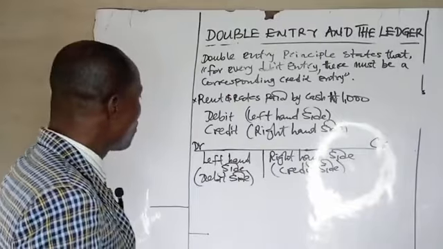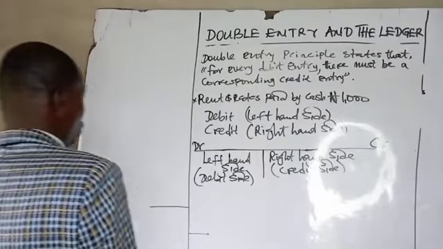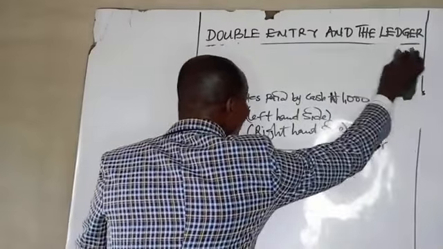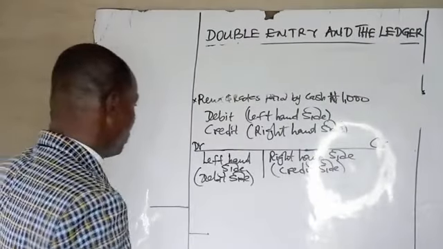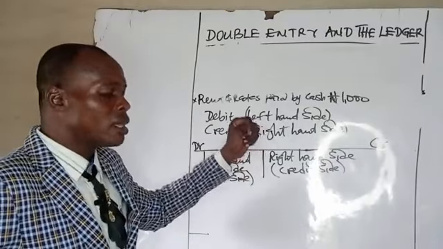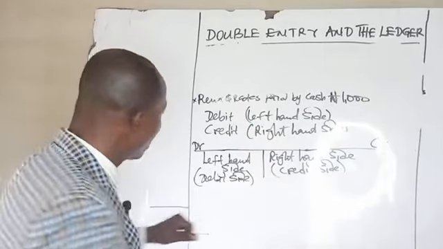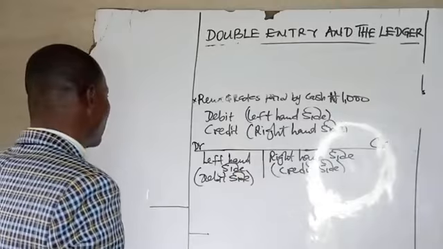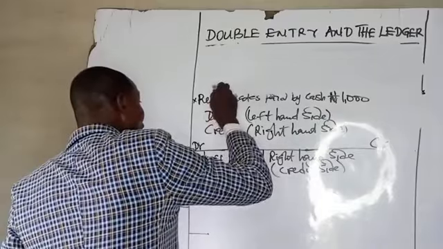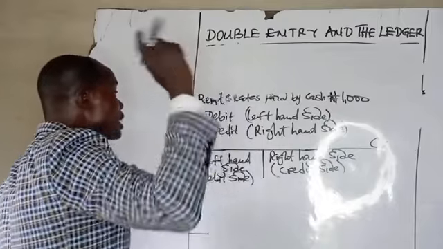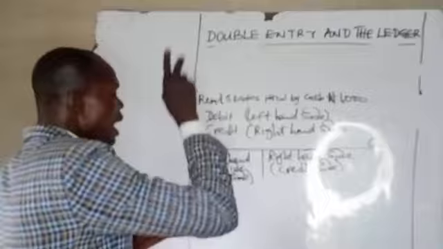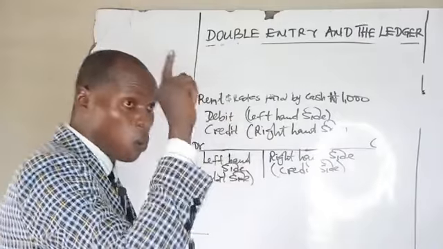But in line with the double entry principles, I've told you that transactions will be recorded in accounts in line with the principles of double entry. And the double entry principle states that for every debit entry, there must be a corresponding credit entry. So in line with that principle, one transaction in accounts will be recorded in two separate books. Double entry, two entries for one transaction.